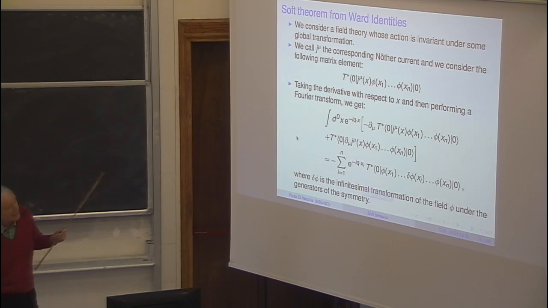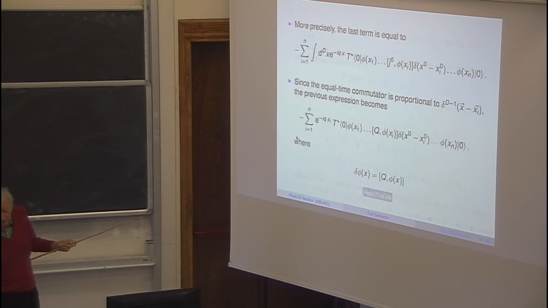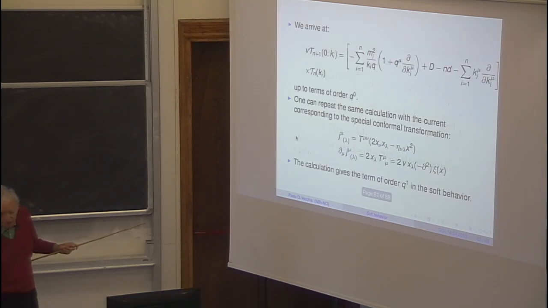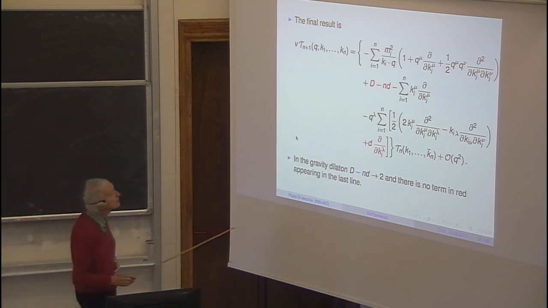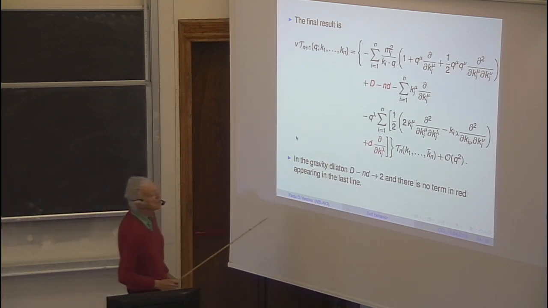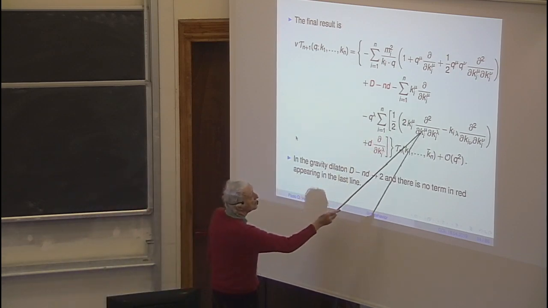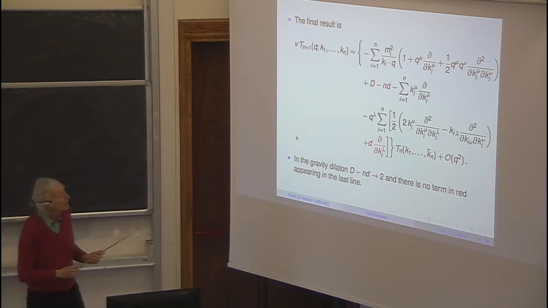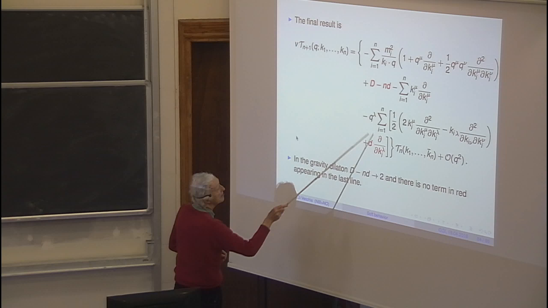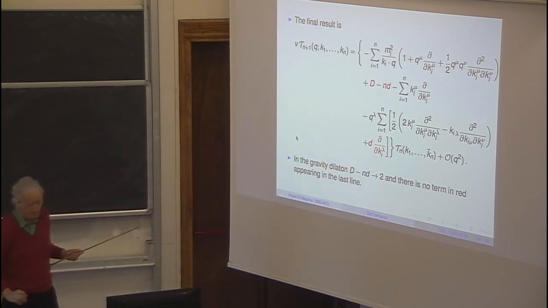Now, all this can be computed by looking at the Ward identity of dilatation and special conformal transformation. And so in field theory, you get this behavior for the dilaton, and there it's natural to have generators of dilatation and special conformal transformation. And these terms are present in the case of the field theory dilaton, but are not present in the case of the string dilaton.